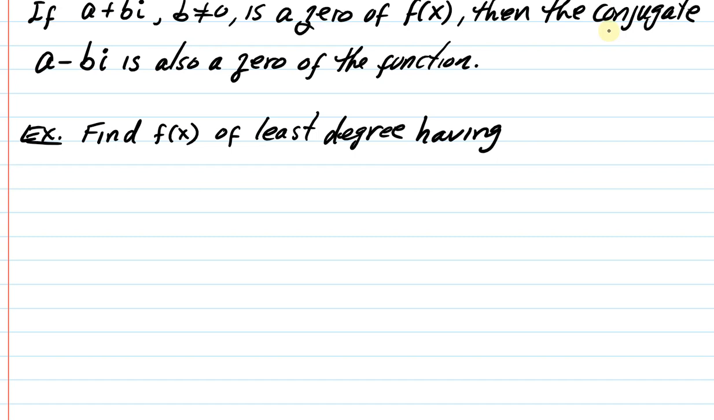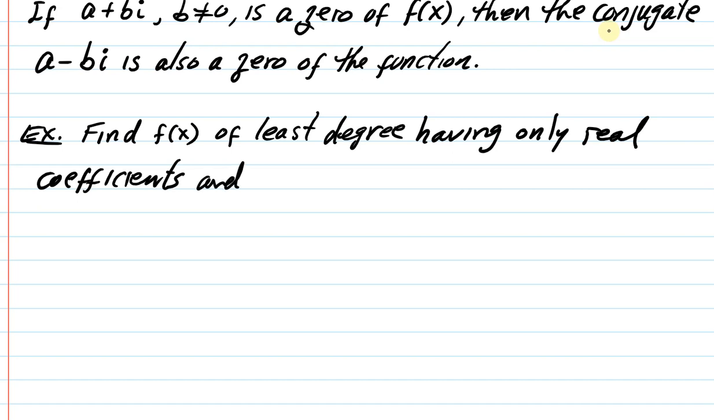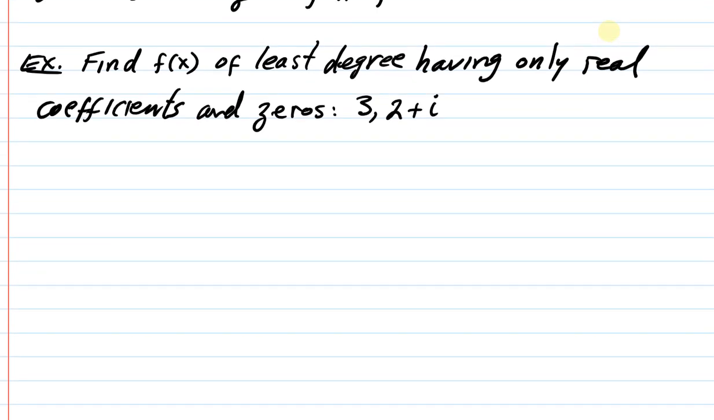Having only real coefficients. So in other words, I can use the conjugate pair theorem. And let's create a couple of zeros. Let's make one of them real, and the other one I'm going to make 2 plus i. All right, so we want to find the polynomial of least degree. And again, I'll clarify what we mean by least degree here in a moment.